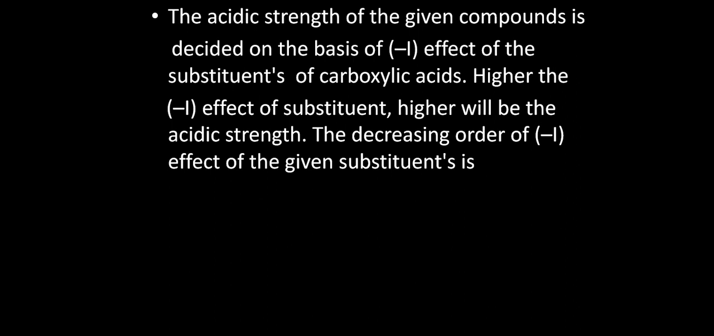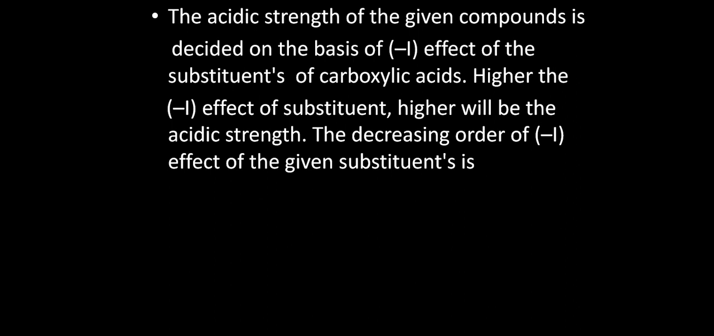The higher the value of the minus I effect of a substituent, the higher will be the acidic strength. Very important. If the group attached to a particular carboxylic acid is highly electron withdrawing, then the compound tends to become more acidic. So the higher the value of the minus I effect, the higher will be the acidic strength.